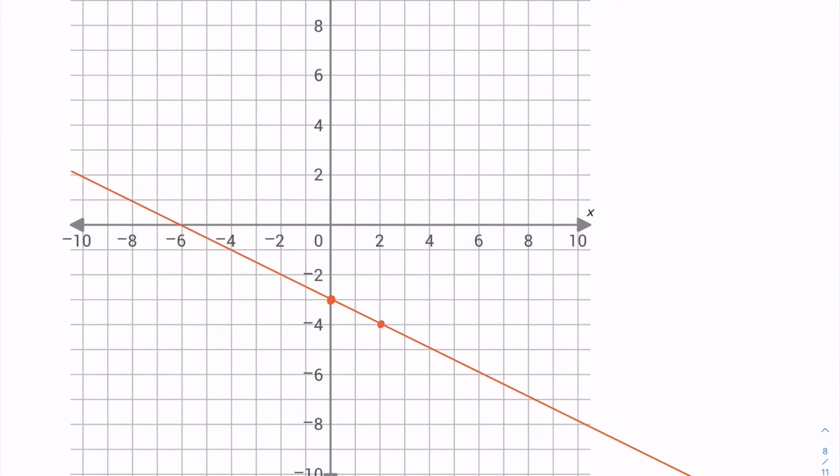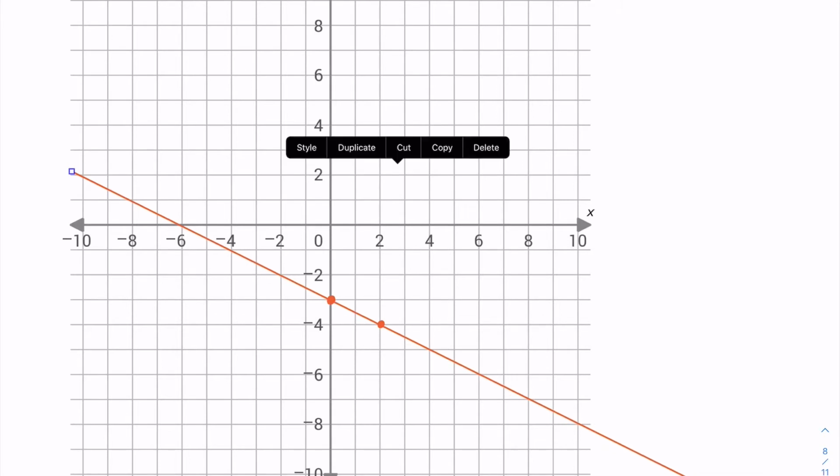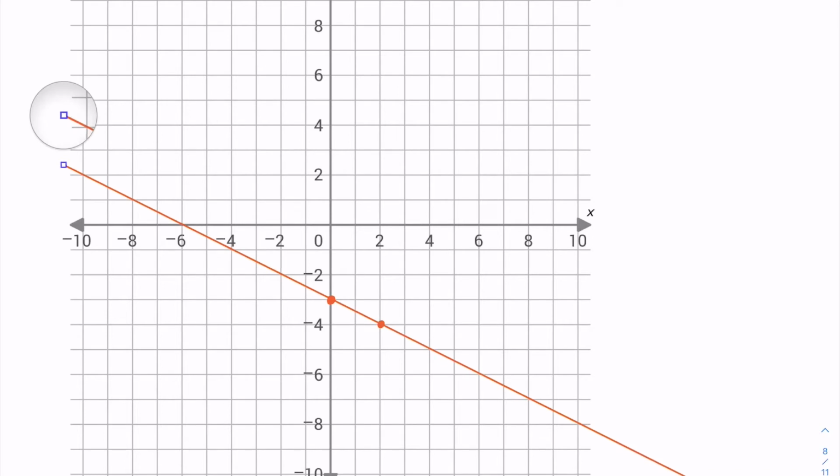It wasn't too bad. I mean, it's not perfect. Let me see if I can move this. That's a little bit better. Okay, so that's my line. The software will do this for you. All right.